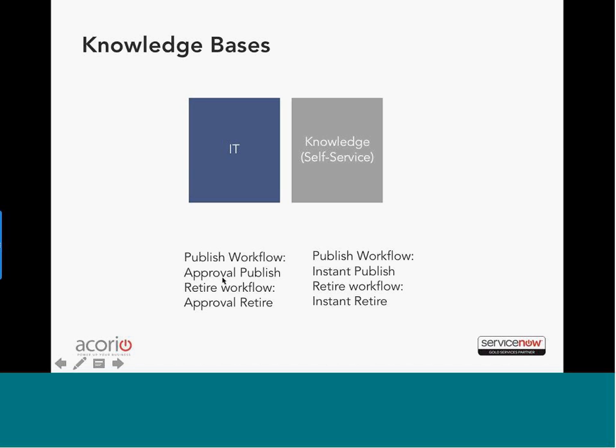So again, it means that in order for an article to be published, it needs to be approved by a knowledge manager, and then the same thing for retirement. Before an article gets retired, it needs to be approved by a knowledge manager. Now, on the other hand, the knowledge base, which is the end user facing, the flows that run behind those are instant publish and instant retire. That means that they can get automatically published without any approval.